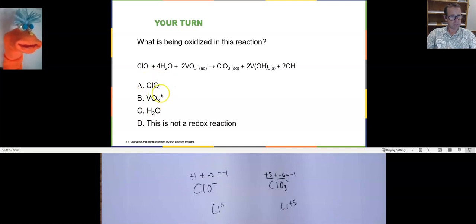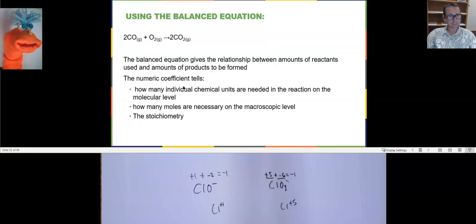I think that we have the wrong answer. This isn't the correct answer. The correct answer is ClO- there. Okay, good. All right, that's a good place to stop. We learned all about redox reactions.